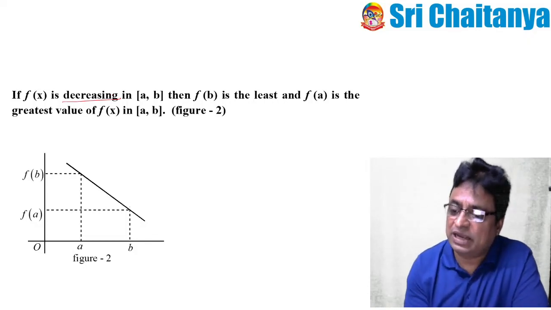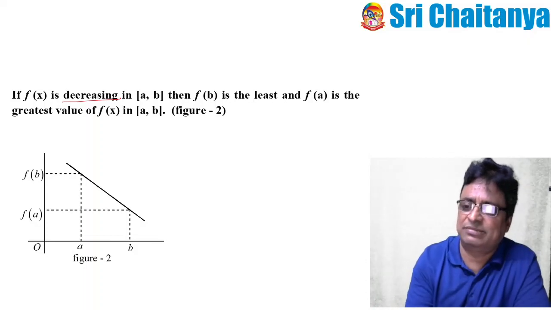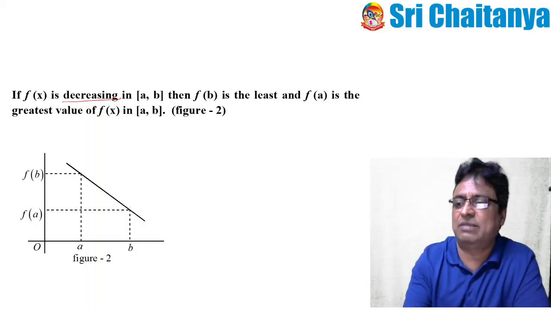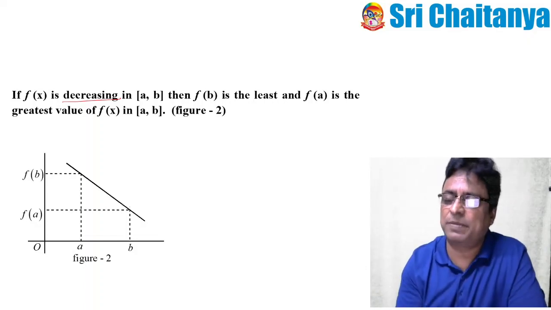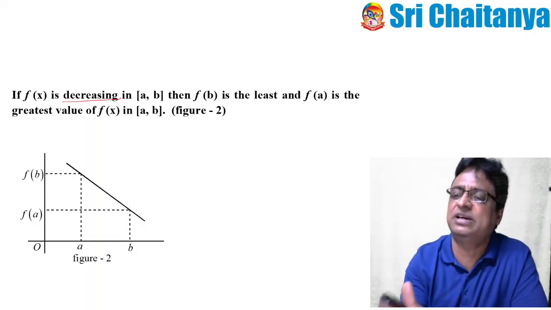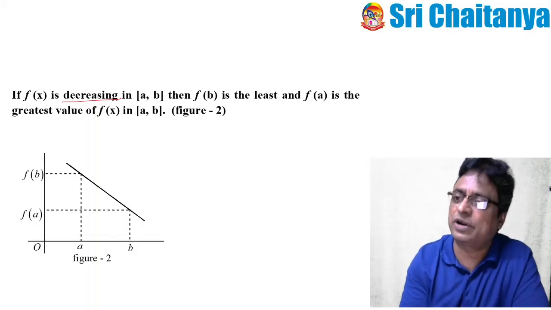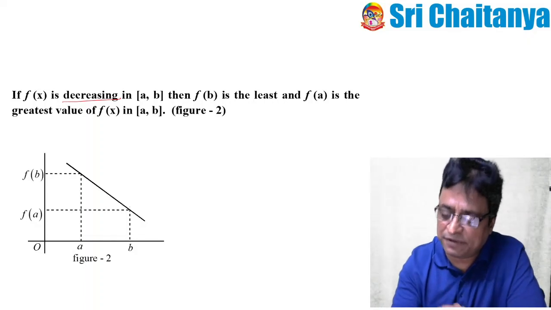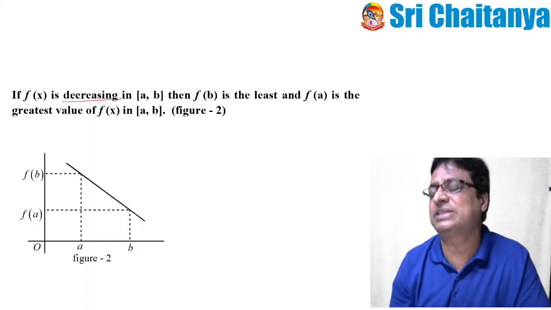So what is the difference between maxima, minima and greatest and least? That we will get a complete idea of in the maxima minima chapter. Here in this particular topic we are concentrating on whether your function is increasing or decreasing, and based on that increasing and decreasing nature, that is monotonic nature, what kind of extreme values it possesses is what we are understanding.